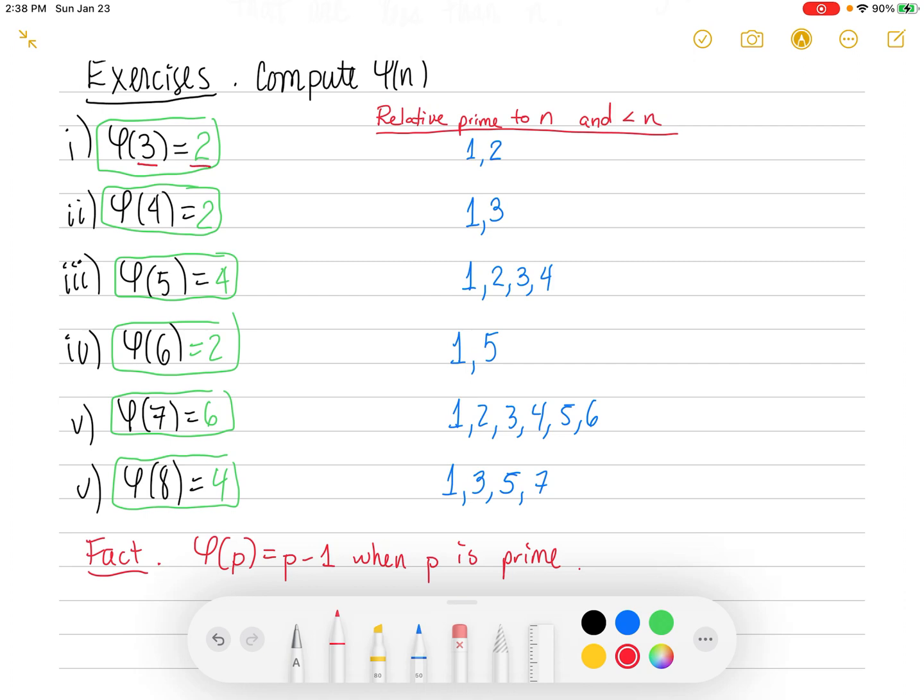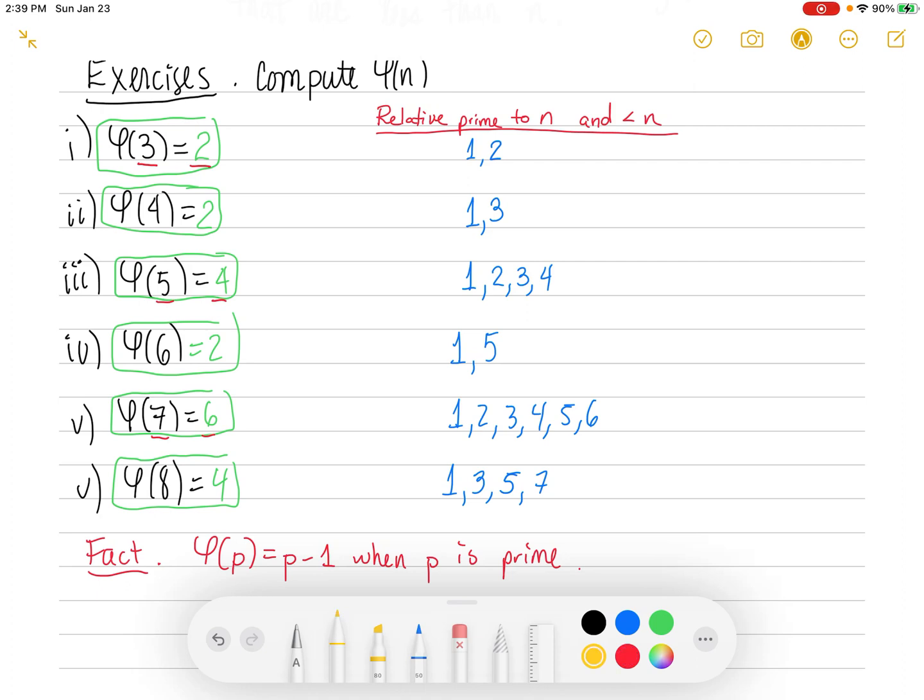Let's look at that. So remember, when you have a prime 3, you get an output of 2, right? When you have a prime of 5, you have an output of 4. When you have a prime of 7, you have an output of 6. And that makes sense, because every positive integer below a prime is going to be relatively prime to that prime. Why? Because a prime should not have anything in common with any other numbers except 1. Okay, so phi of p is easy to calculate.